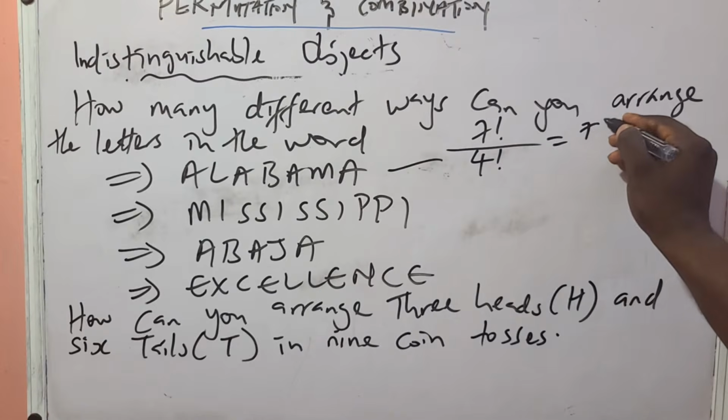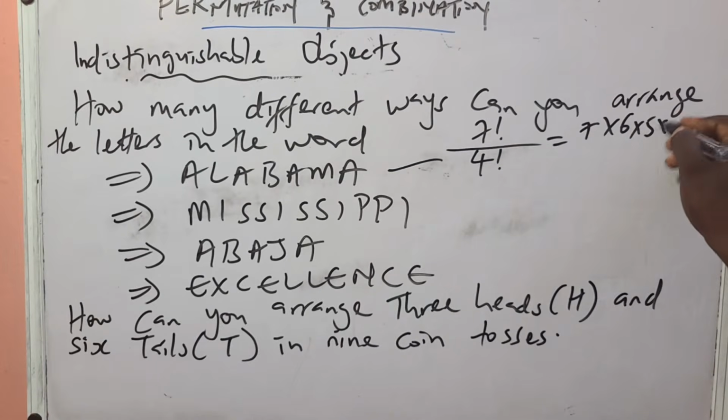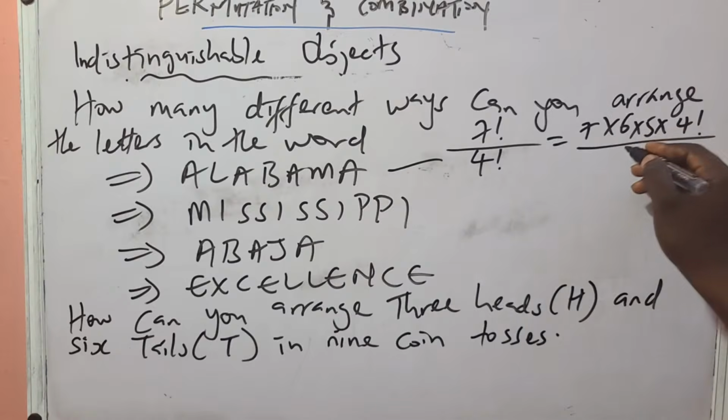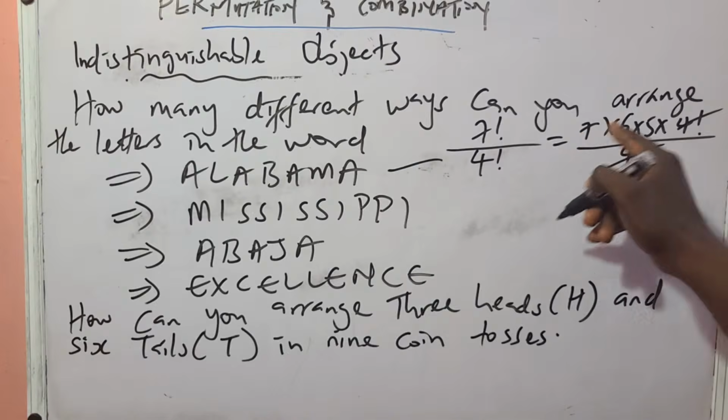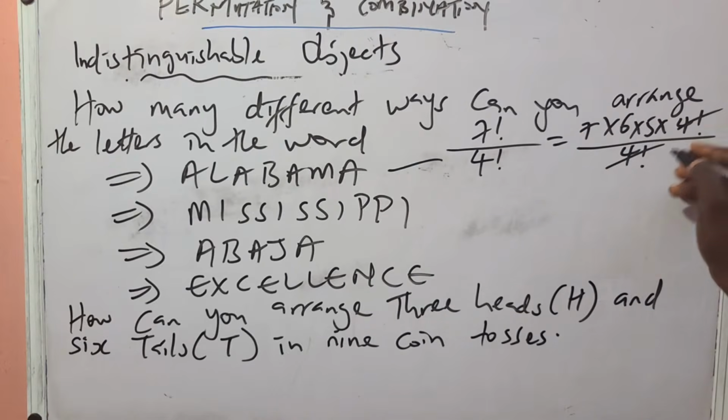Obviously I will just say 7 times 6 times 5 times 4 factorial, stop it there, over 4 factorial. This 4 factorial cancels this. We are left with 7 times 6 times 5. That will be 7 times 30. That will give me 210. So that's 210 ways. All right. How many of you got that? Okay. Looks like I see the answer there.